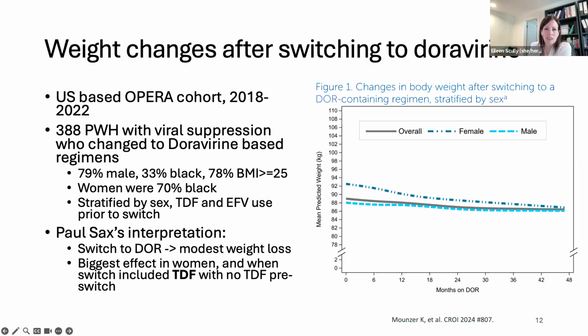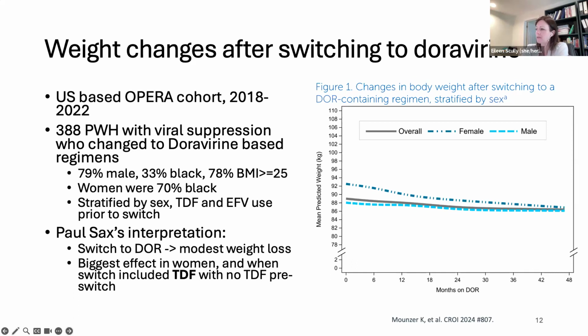They suggest that overall, everyone lost a little weight when they switched to doravirine. That's that gray line. I think that is a very, very modest decrease in weight. I don't know that you could sell anybody anything with that type of decrease. Like, just be on this for a year and you will lose like 2% of your body weight. That doesn't seem like a super encouraging thing.